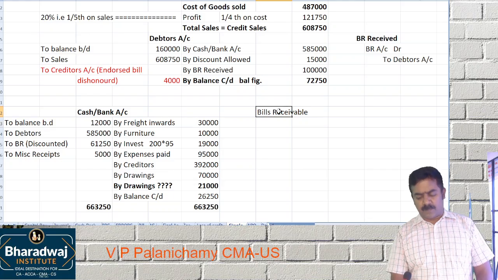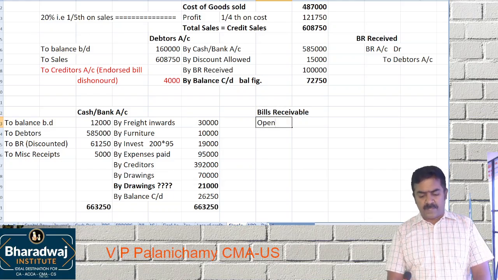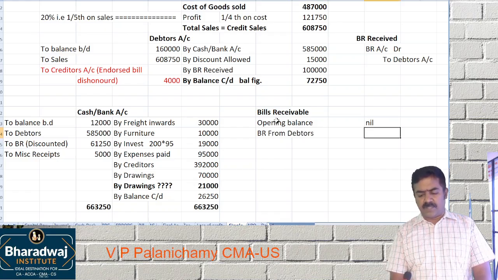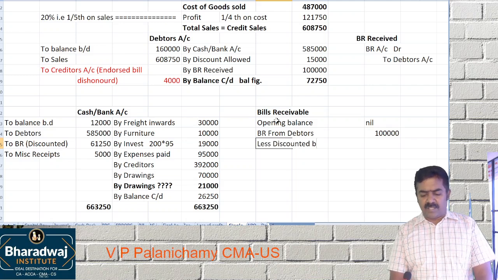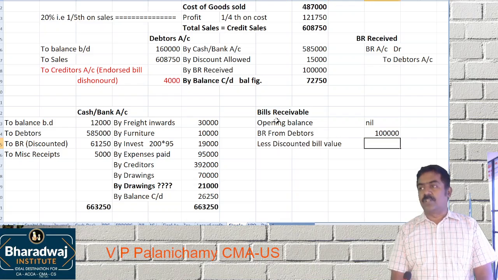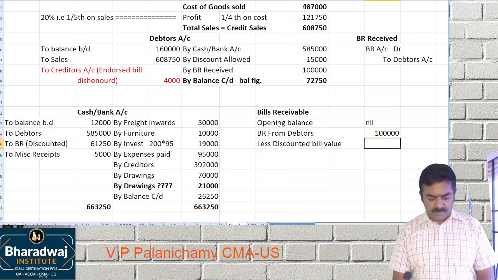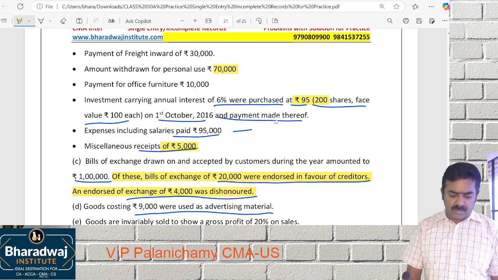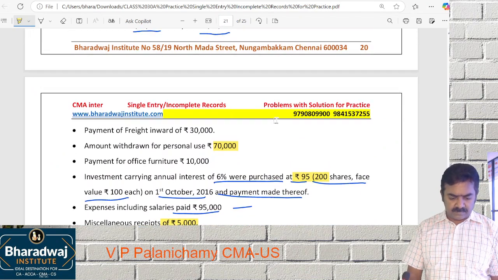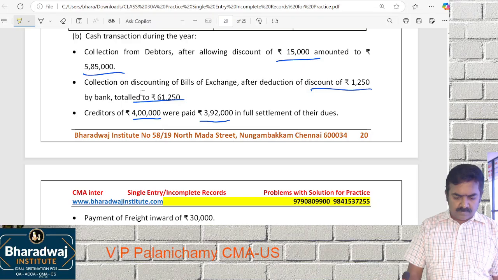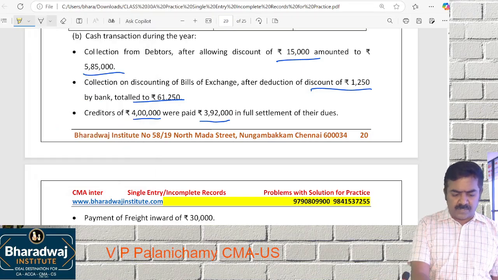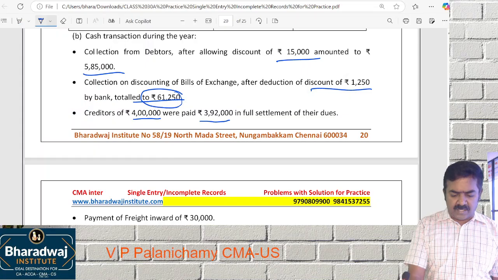Bills receivable ledger போடலாம், இல்ல லாஜிக்கலாவும் பார்க்கலாம். Opening balance இருக்கா? Opening balance கொடுத்திருக்காங்களா இல்ல? What is bills receivable from debtors? Bills receivable from debtors எவ்வளவு வாங்கிருப்போம்? 1 lakh. அதுல discounted bill value எவ்வளவு? Discounted bill value ஓட gross value: 61,250 plus 1,250. 61,250 net amount, 1,250 discount.